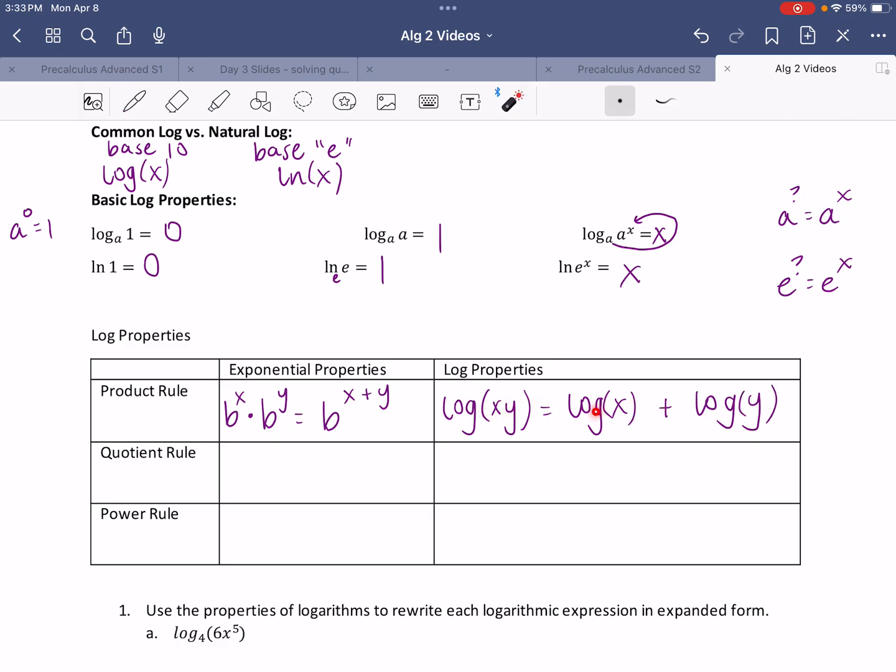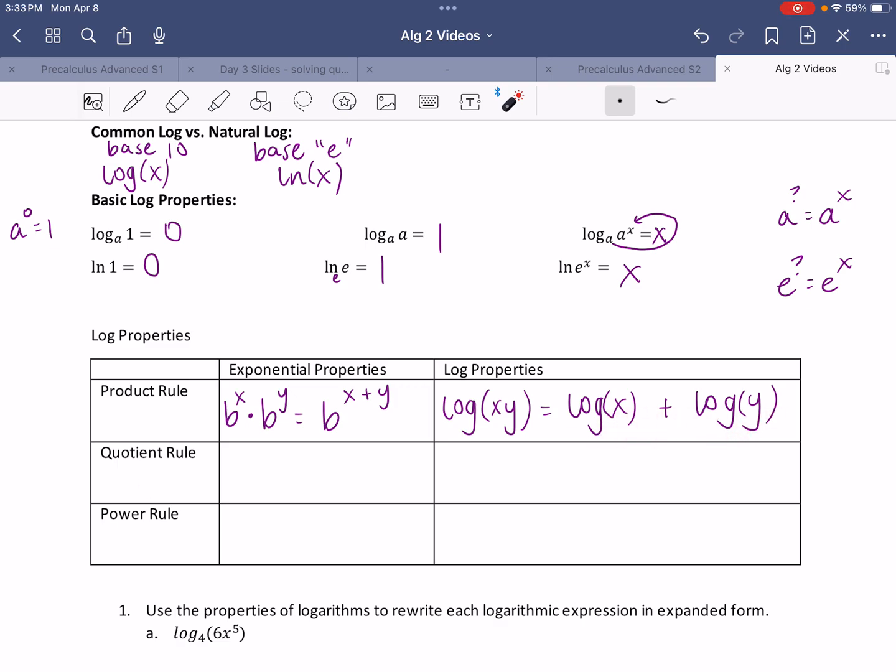And y'all, this goes both ways. So if I see the log where the argument is multiplying, I can expand it and add those together instead. It's like these are representing the exponents here. So when you see them multiplying, you can separate them into addition.